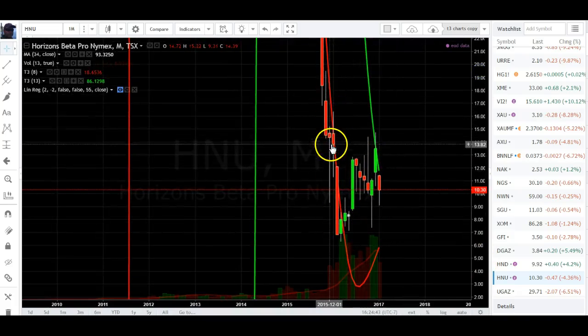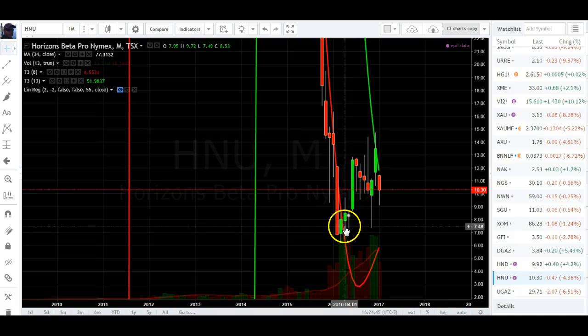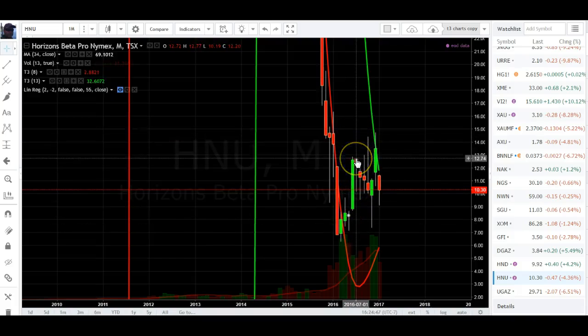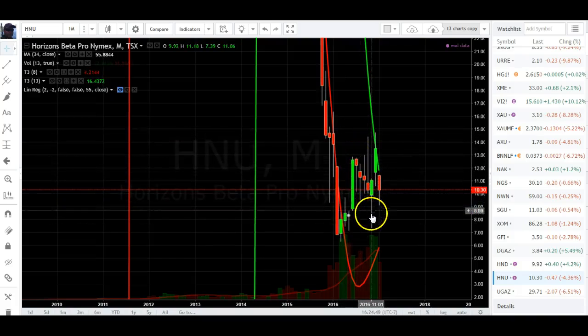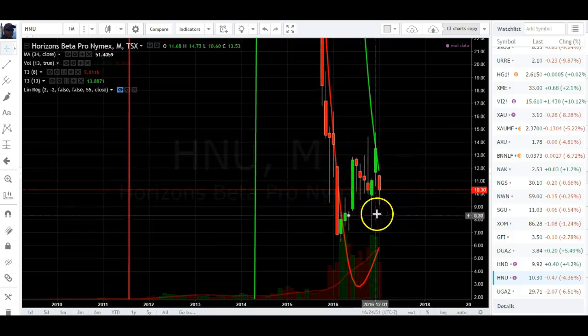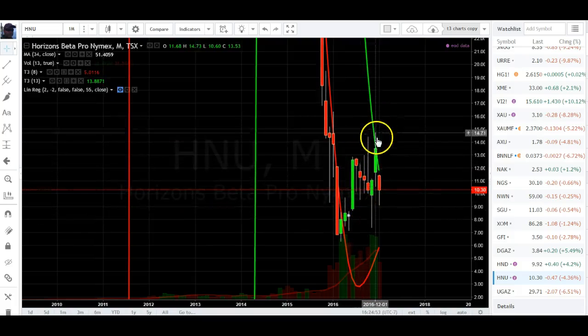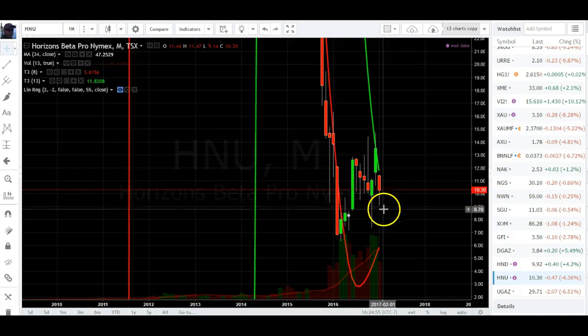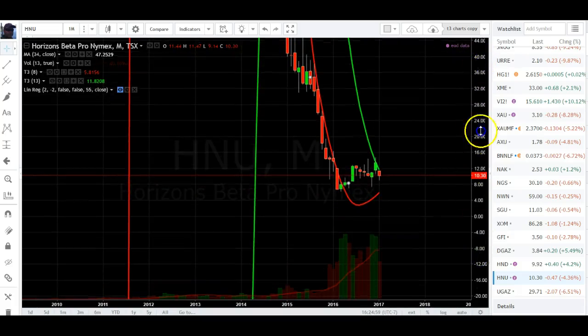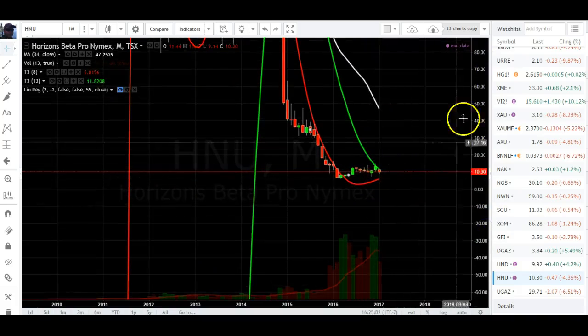You can see the cross of the 8. Boom. And then came all the way back down. Closed a nice hammer. Came all the way to the 13. Came back in. I'm going to have to change my outlook and say you might get a nice little pop out of this.